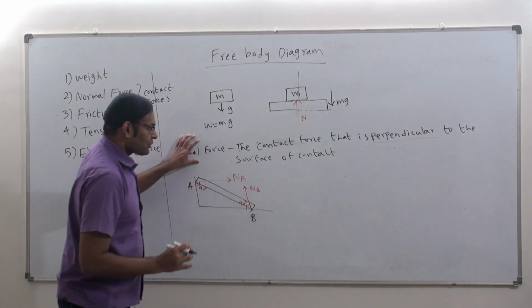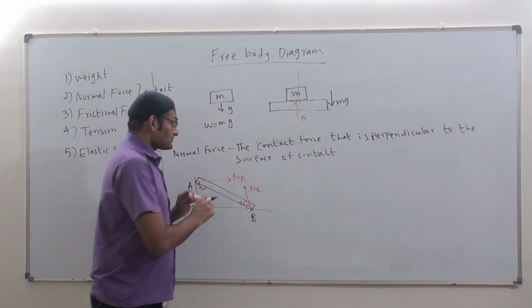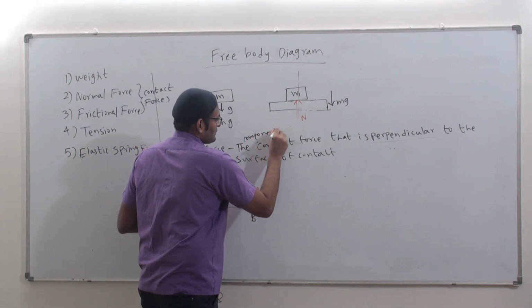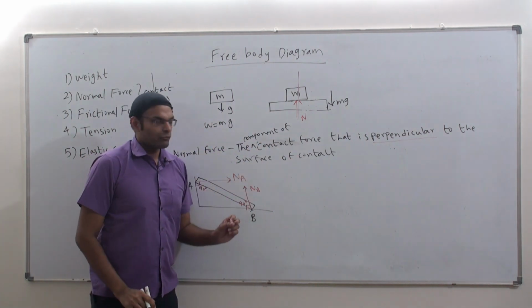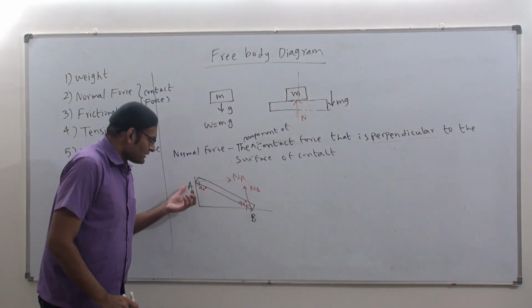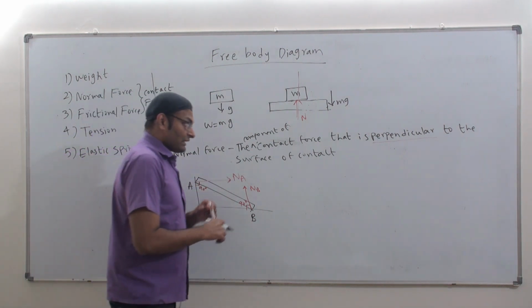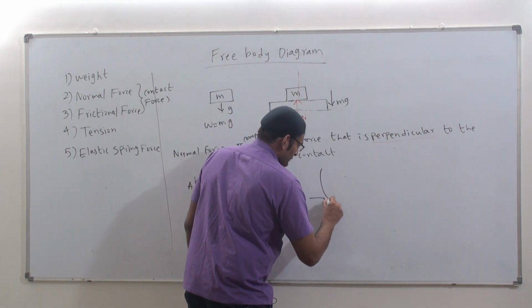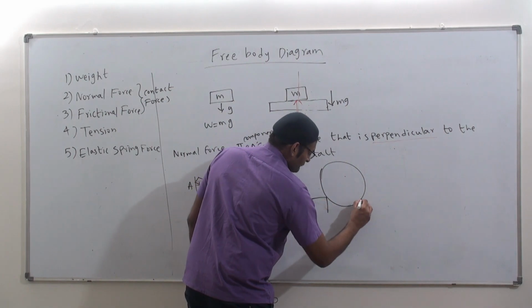I repeat, what is normal force? It is the component of the contact force that is perpendicular to the surface of contact. So what is the component here? You have NA, NB. Okay. Now let's take one more interesting example. In this case, how do you define it? So let's take, I have an object here.